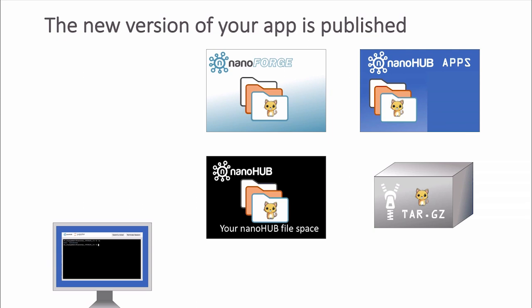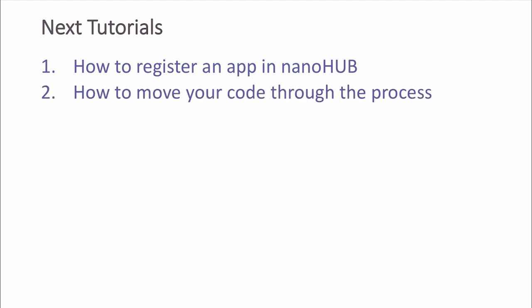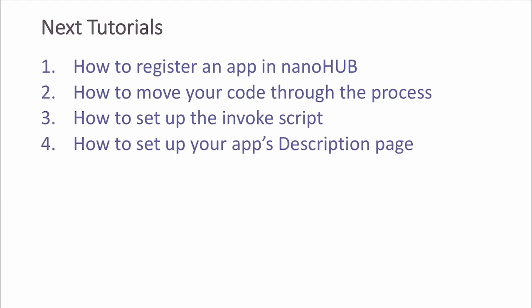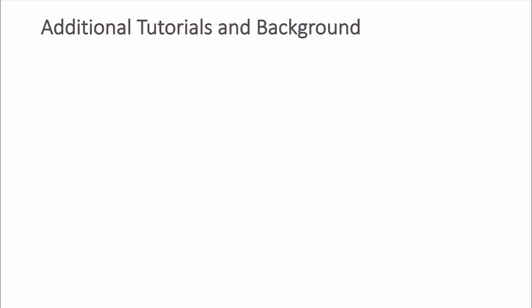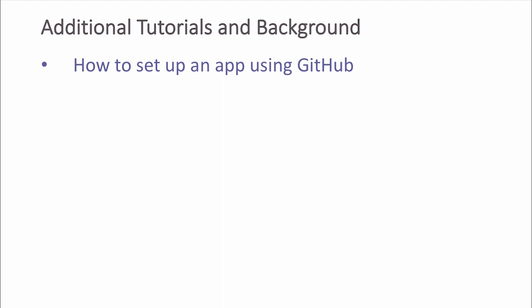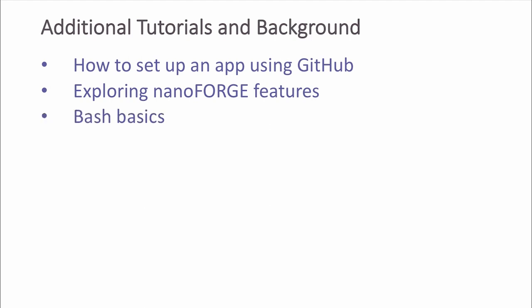Thanks for joining me on this overview tour of how to publish an app in nanoHUB using a nanoFORGE code repository. There are additional tutorials that go over specific details for many of the steps outlined here. These tutorials include details on the following steps: how to register an app in nanoHUB, how to move your code through the process, how to set up the invoke script, how to set up your app's description page, specifying a license for your code, and how to update your app to a new version. There are additional tutorials on how to set up an app using GitHub and how to use nanoFORGE. Background resources and references are also available on Bash Basics, Git Basics, and using Subversion, which is an earlier version control system that is still used for some of the older nanoHUB apps.